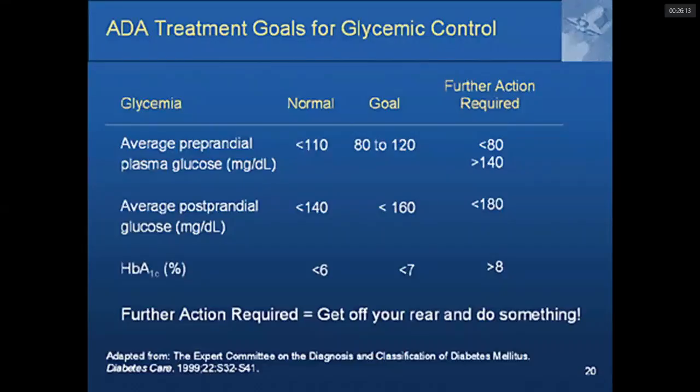This is the American diabetes treatment goal for glycemic control. The average preprandial glucose should be between 80 and 120, the average postprandial to be less than 160, and hemoglobin A1C to be less than 7.